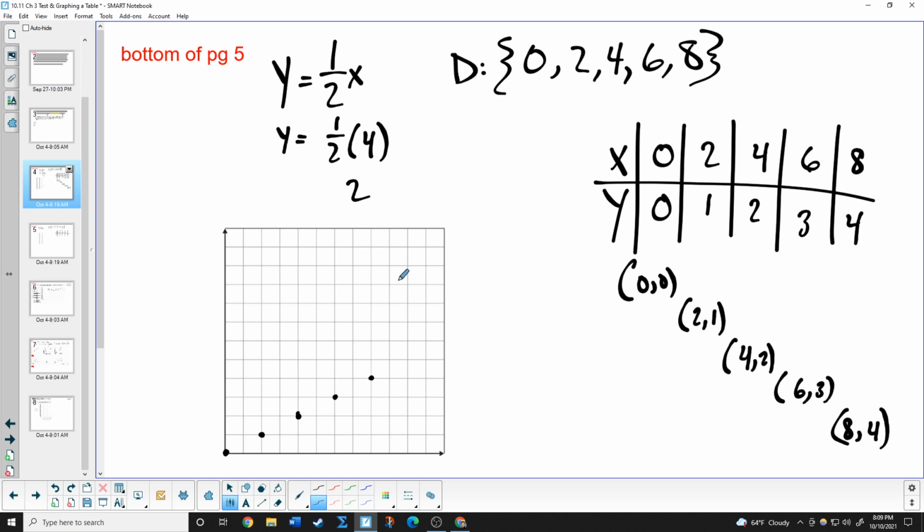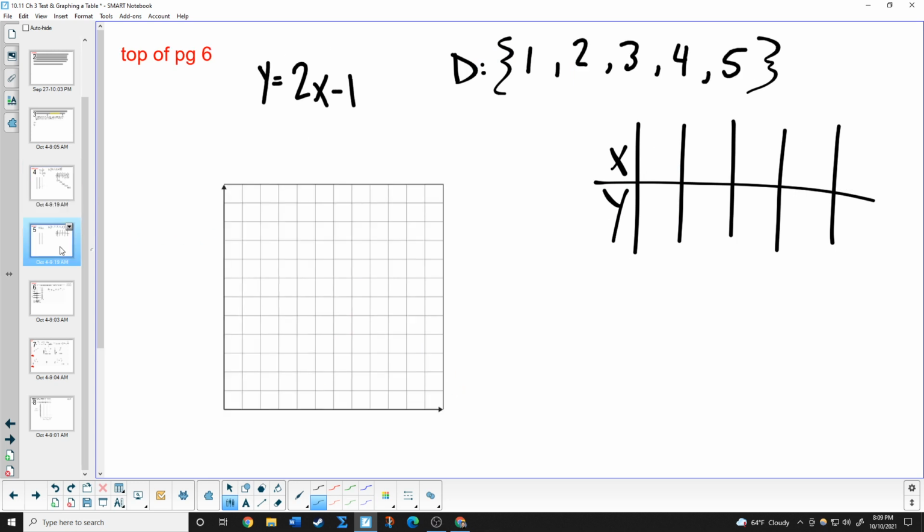That's it, nothing else. All right, let's go ahead and take a look at the top of page 6. On top of page 6, we have another table. And so we're going to graph the function y equals 2x minus 1. You can feel free, with this domain, by the way, 1, 2, 3, 4, 5. So you can feel free to pause the video if you want, just to go ahead and do this problem. I'm going to go ahead and just solve it right here.